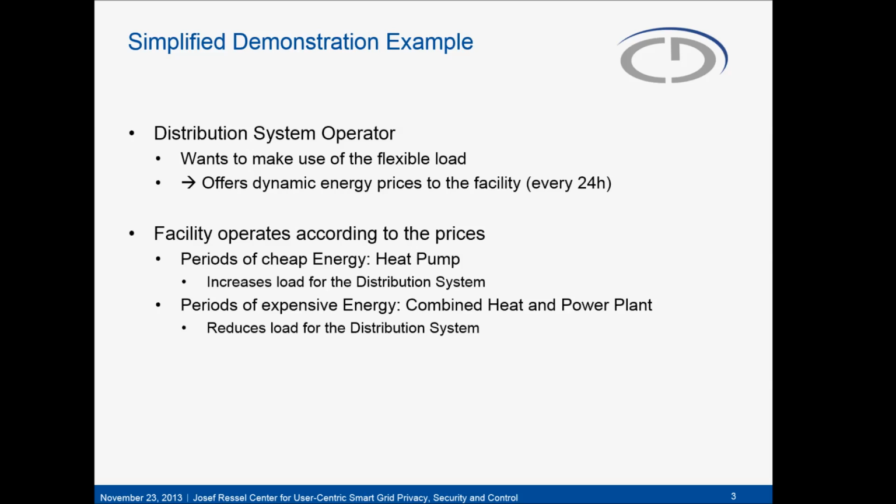This means, during periods of cheap energy, the heat pump will be activated, which increases the load for the distribution system, and during periods of expensive energy, the combined heat and power plant will be used for the generation of heat, which reduces the load for the distribution system. Okay, with this rough description of the simplified demonstration example, we can set up a model and begin the use case analysis task.